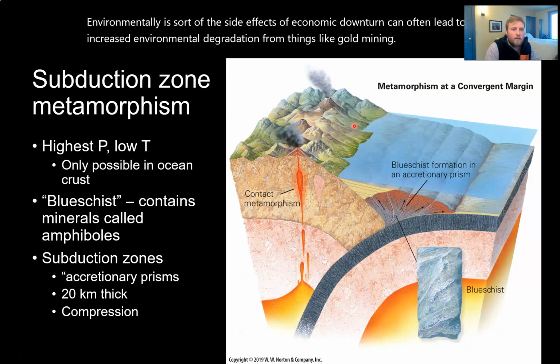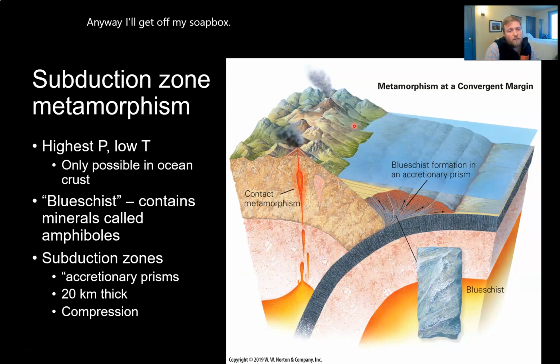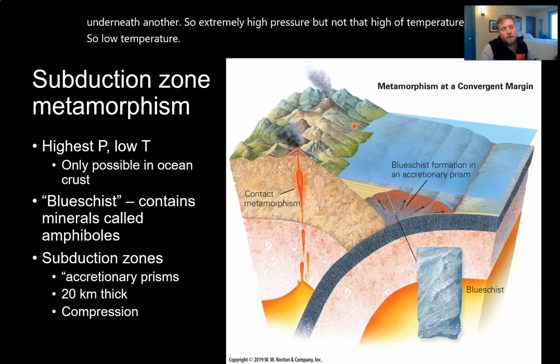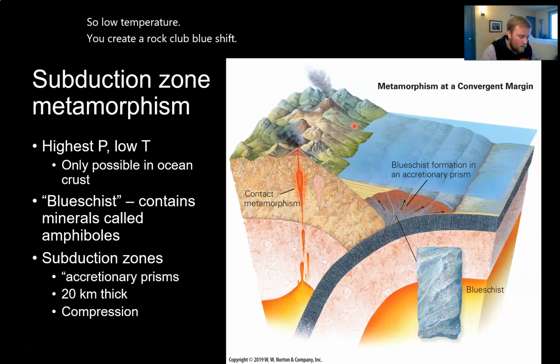Okay, then we can have subduction zone metamorphism, and these are environments where you have incredibly high pressures, right? You have one tectonic plate going underneath another. So extremely high pressure, but not that high of temperature. So low temperature. You create a rock called blueschist, right? And that is classified by the inclusion of a mineral called amphibole. And these types of environments can only occur at ocean-continent, or even ocean-ocean collision zones where you have subduction.